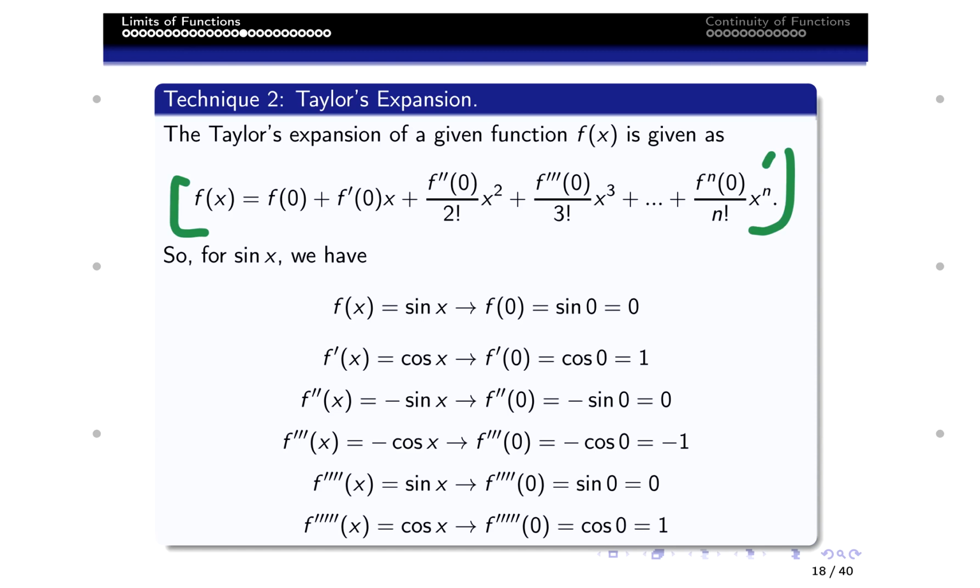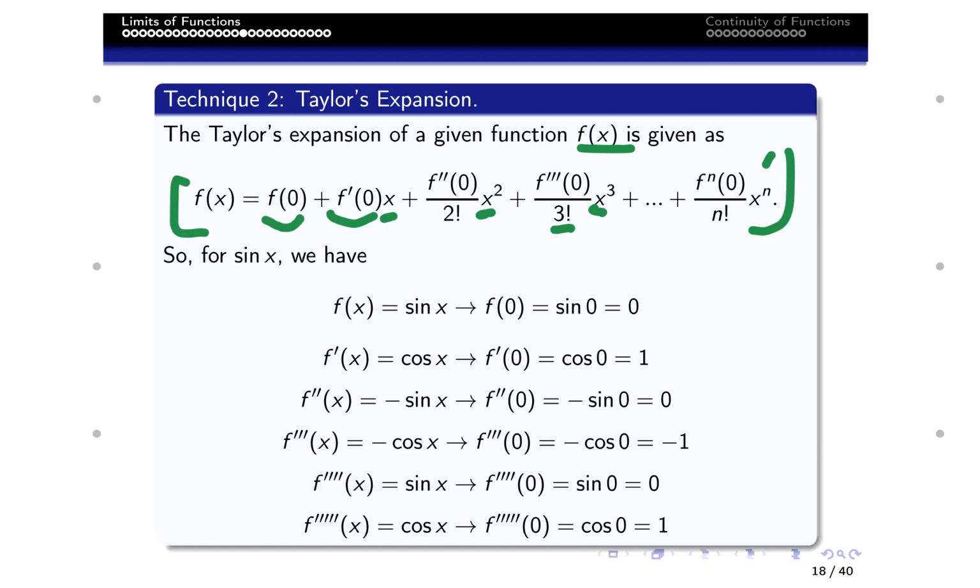It means put 0 into the original function, then differentiate the function, put 0, and multiply by x, plus differentiate the second time, put 0, divide by 2 factorial, and multiply by x squared, then differentiate the third time, divide by 3 factorial, multiply by x cubed, and so on and so forth. You keep doing this to the degree of accuracy you actually want. If that is the case, our f of x here is actually sine x, if we want to evaluate the limit of sine x over x as x approaches 0. Let's see what we get.